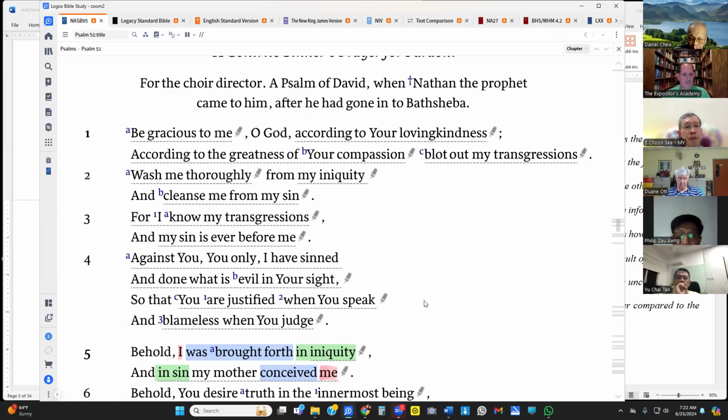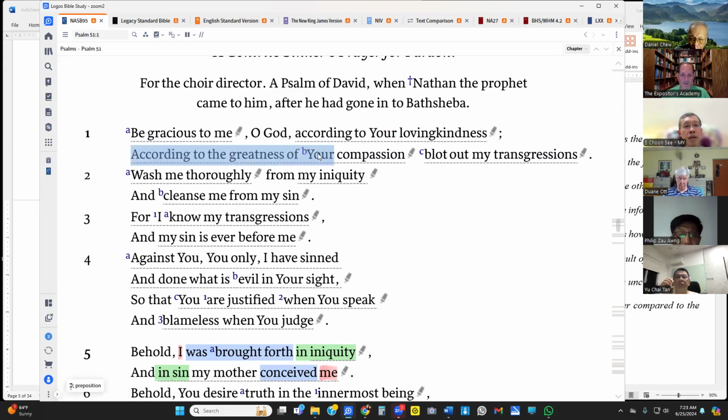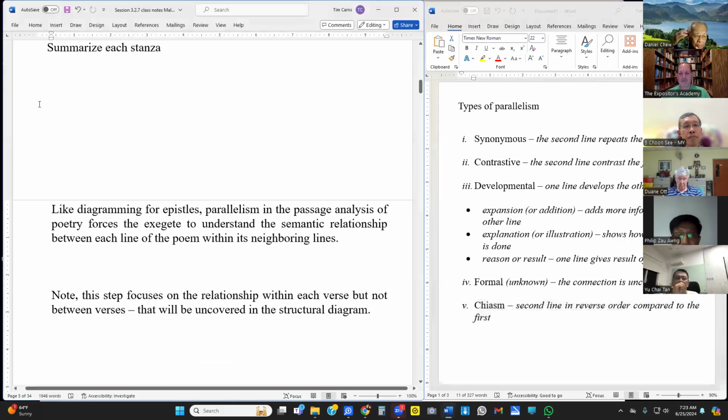Let's see if there's another one. Yeah, the first line, "Be gracious to me according to your loving kindness." And notice how the second line begins, "According to the greatness of your compassion." So that's a chiasm as well. Usually, it's a special case of a synonymous or contrastive parallelism. All right. So hopefully some of this is coming back to you.